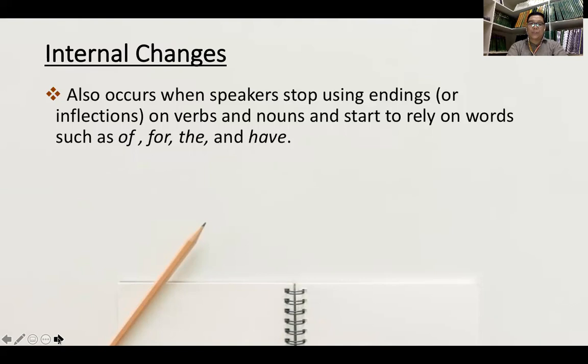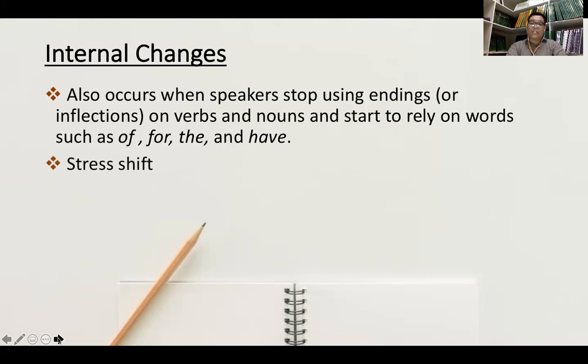Internal changes also occur when speakers stop using endings or inflections. And this was highly evident in the Old English, because Old English really is a variety of the English language wherein a lot of inflections are present in most words. And these inflections commonly occur on verbs and nouns. And there were also changes in terms of being reliant on words such as of, for, the, and have, which are also common features of the Old English.